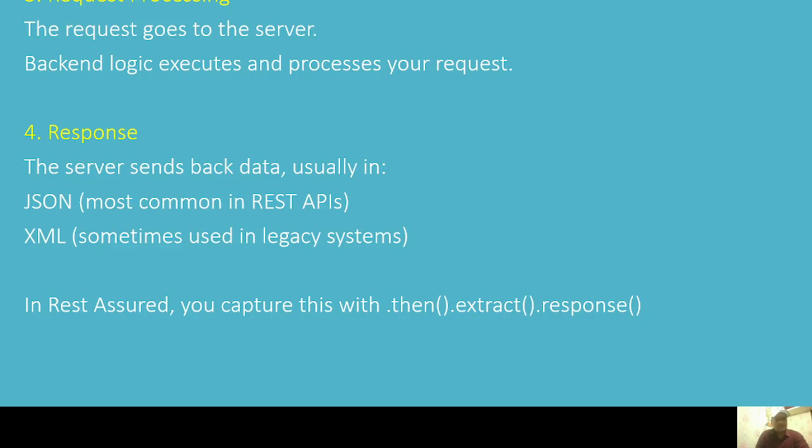Then the next one is request processing. The request goes to the server, backend logic executes and processes your request. Next, response. The server sends back data, usually in JSON and XML. JSON is most common in REST APIs and XML is sometimes used in legacy systems. In REST Assured, you capture this with .then, .extract, .response.